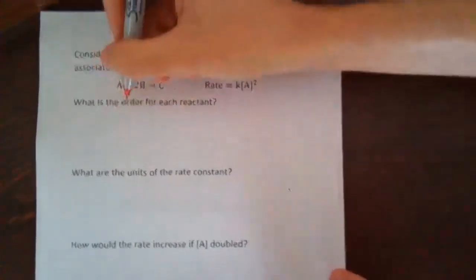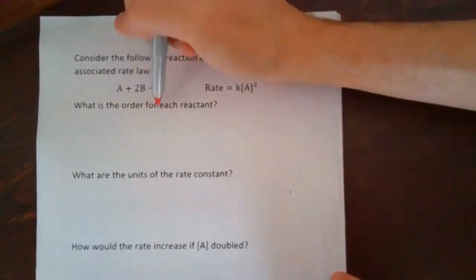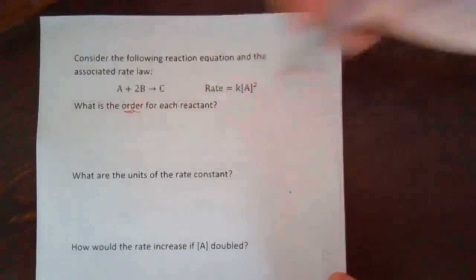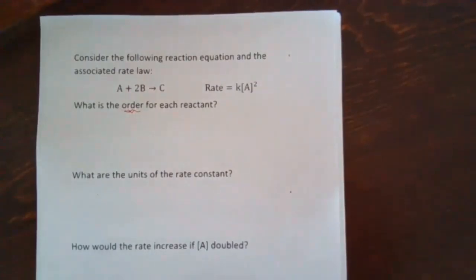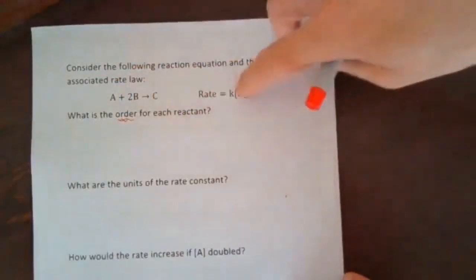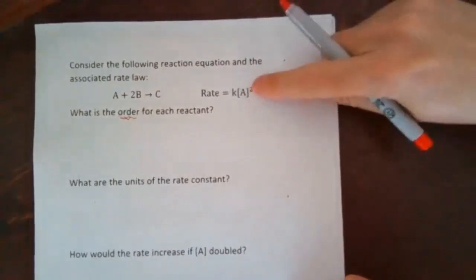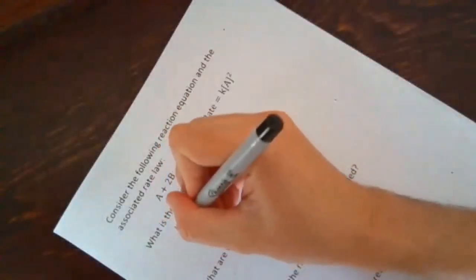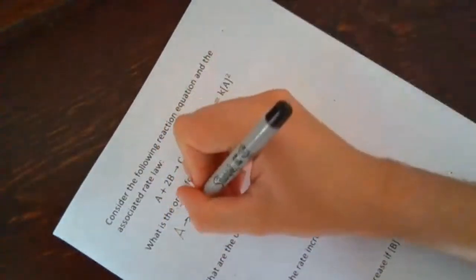All right, so the first question, what is the order for each reactant? If I want the order, what I'm looking for is the exponents in the rate law. I don't care about the rest, just the exponents in the rate law. So one of the things we can see, there's the 2 power, that's second power right there on the A. So I know right away that A is second order.